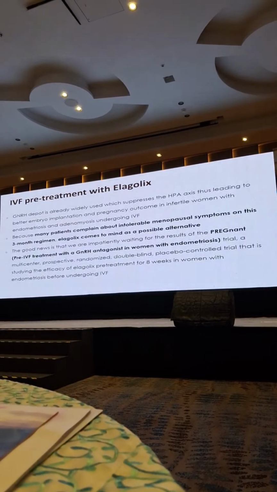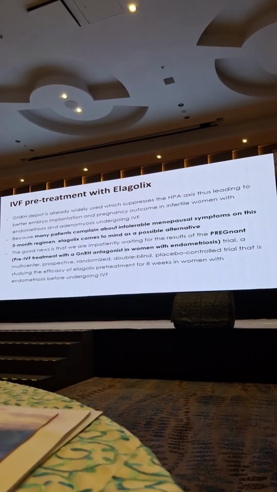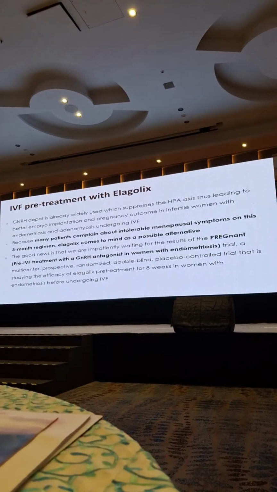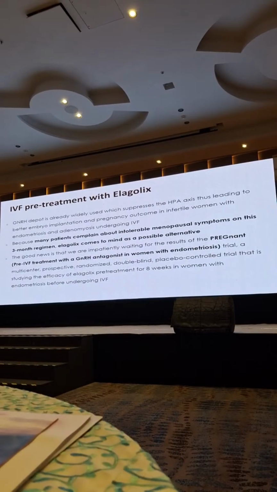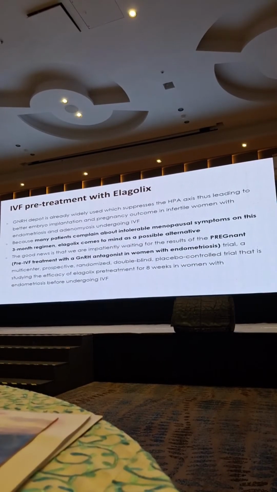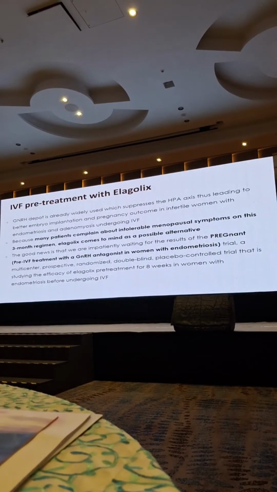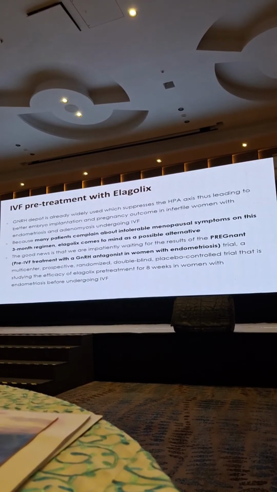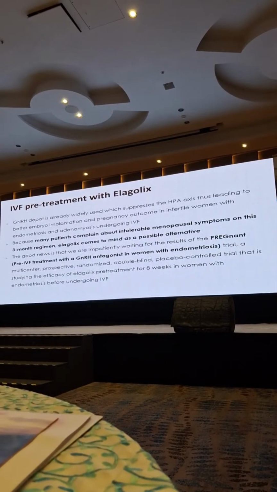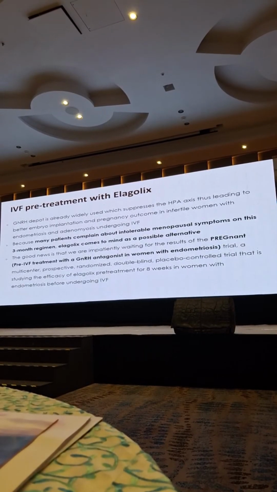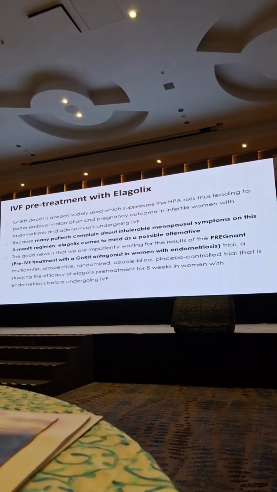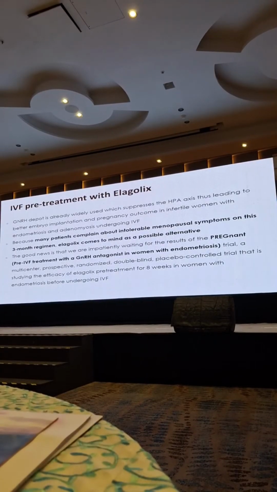IVF pre-treatment with elevonics: GnRH depot, as you already know, was widely used to suppress the HPO axis, thus leading to better embryo implantation and pregnancy outcome in infertile women with endometriosis and adenomyosis undergoing IVF. Because many patients complained about intolerable menopausal symptoms of this 3-month regimen, elevonics comes to mind as a possible alternative.